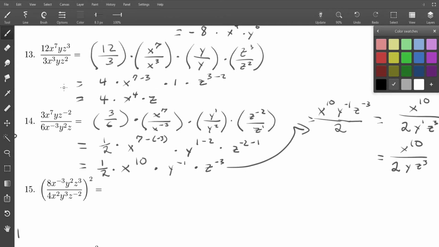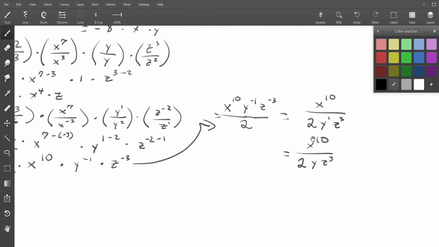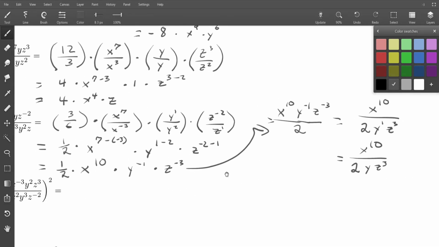So this is the general idea. Whenever you have this large fraction with terms, x is on top and bottom, y is on top and bottom, z is on top and bottom, break it apart, apply quotient rule to reduce the fractions of variables, and then group things together. And then at the very end, if you need be, you can go ahead and move stuff back up to the top or the bottom.